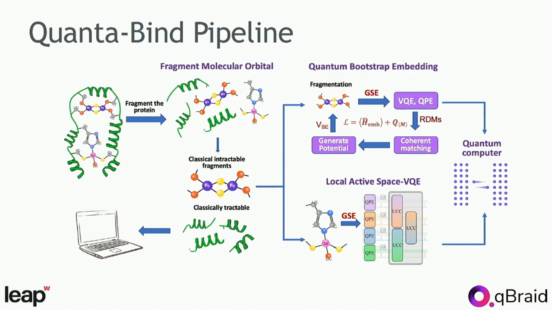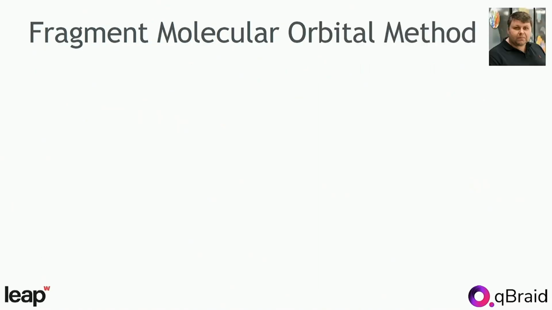Here we have two methods to treat the electronic structure problem of the system. One is quantum bootstrap embedding. The second is local active space VQE. We use GSE, which stands for generalized superfast encoding, to map the fermion problem to a qubit problem. And then we eventually run this on a quantum computer. So broadly, this is the pipeline. Let me talk about each method specifically.